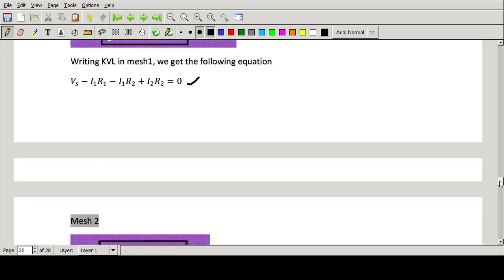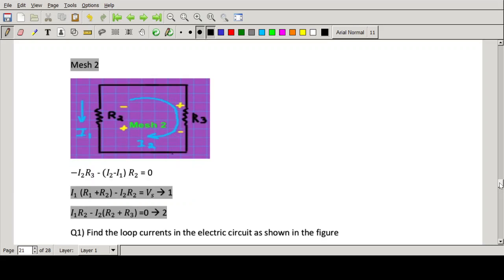Okay. Now let's move on to the next mesh, that is mesh 2. Here you can see the direction of the current I2. That is also in the clockwise direction. Now let's start from the resistance R3. Okay. Now here also just assume that you are moving in the direction of current I2. So you reach this point. Now you are at this point.